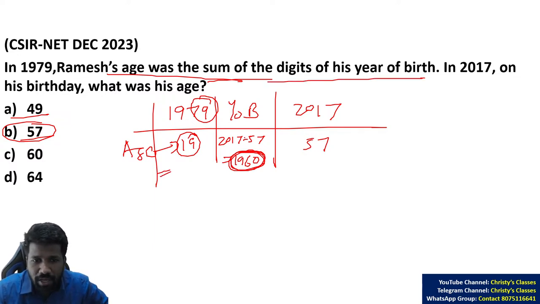That 19 is equal to sum of digits of his year of birth. Year of birth is again 1960. Sum of digits means 1 plus 9 plus 6 plus 0. 1 plus 9 plus 6 plus 0 add kiya to 16 milega. 19 nahi. So option B bhi galat hai. I hope all of you are understanding.